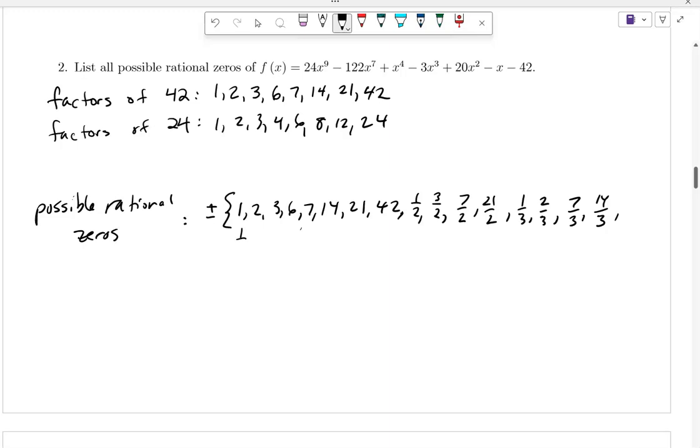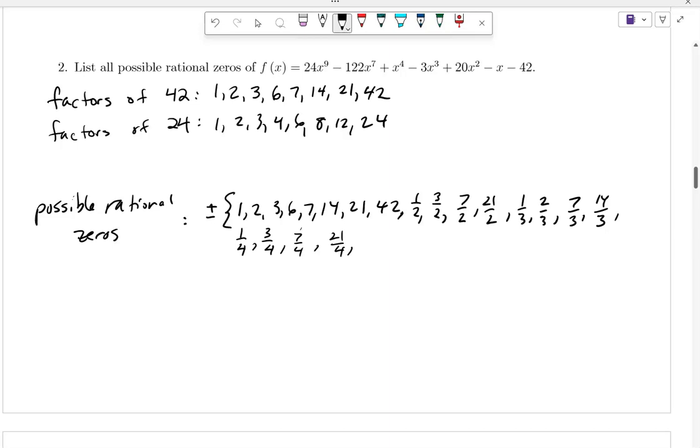And then do the same thing for fourths. I'd have 1 over 4, 2 over 4 is a half, which we already have. 3 over 4. 6 over 4 is 3 halves, which we already have. 7 over 4. 14 over 4 is 7 halves, we already have. 21 over 4. And 42 over 4 is what? I just lost it. 21 halves, which we already have. And then do the 6s, and then do the 8s, and the 12s, and the 24s.